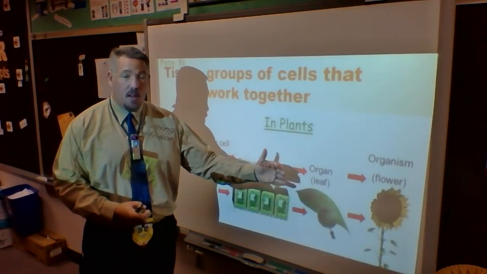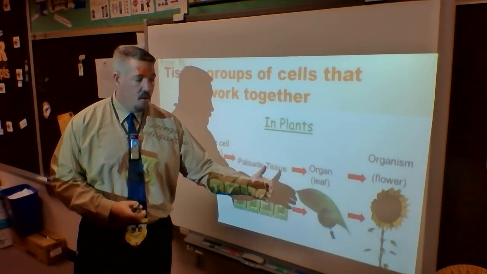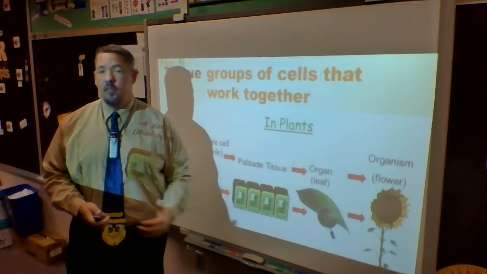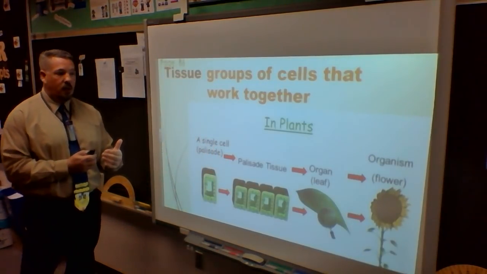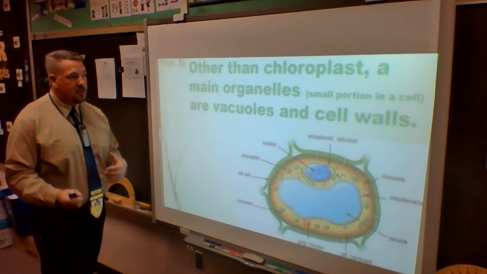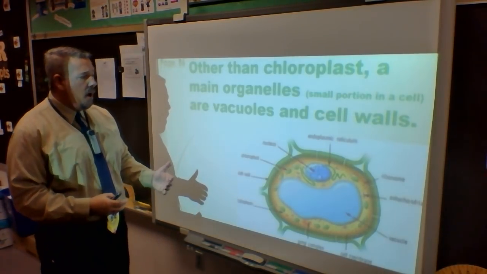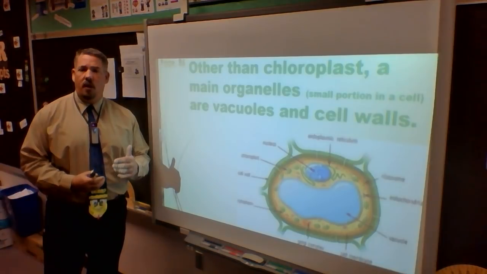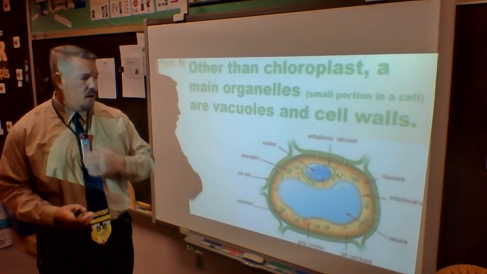Those tissues make up an organ, like the leaf. The leaf is then part of the organism. So all organs would come together to make the organism. When I focus specifically on the cells then, I know that there are a few things that are different in the plant cell compared to the animal cell.